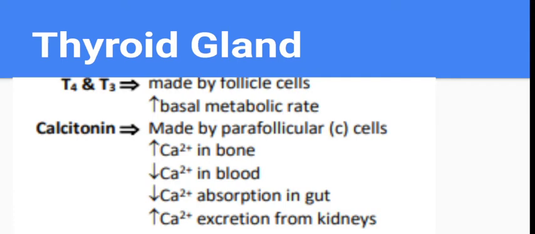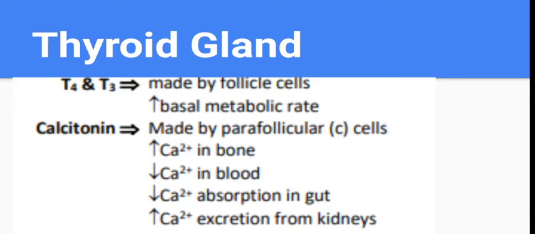Thyroid, T4 and T3, these are made by the follicle cells, increase your basal metabolic rate. So hypothyroidism and hyperthyroidism are two disease states based on the thyroid gland. So you don't make enough of thyroid stuff, you're gonna be in like hypo, and you make too much of it, like hyper. Basically, yeah, that's all I'll talk about there.